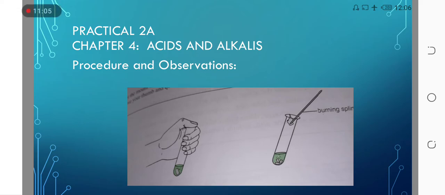The reason is that gas is produced inside the test tube, and that gas burns while we bring a burning splint to the test tube. Now after performing this experiment, keep in mind to wash your thumb thoroughly with water, or you can wash your hands thoroughly using soap. Okay, so come towards the results of this.